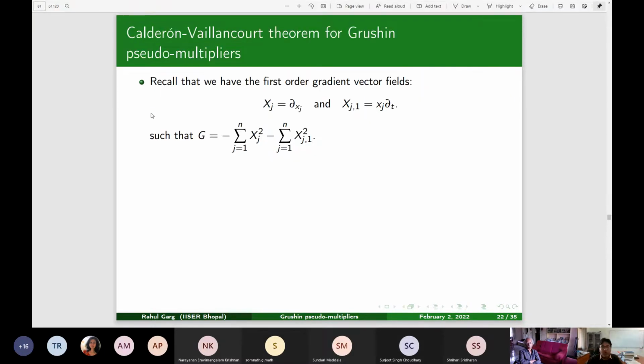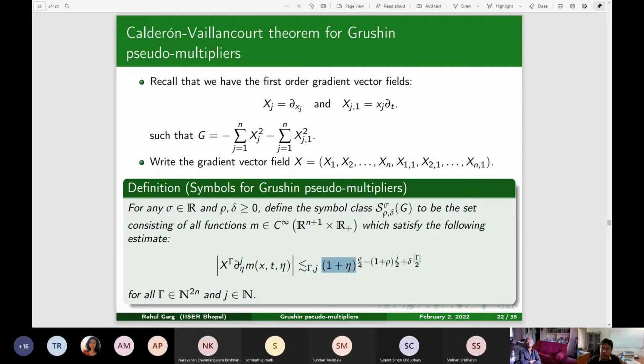Okay, so now we look at the main results, the Calderon-Vaillancourt theorem. Just to remind, these are our first order gradient vector fields, so that the Grushin operator is the sum of squares. We write capital X for the collection of all these first order gradient vector fields. This is the analog of a partial differential operator D in R^n, let's say.